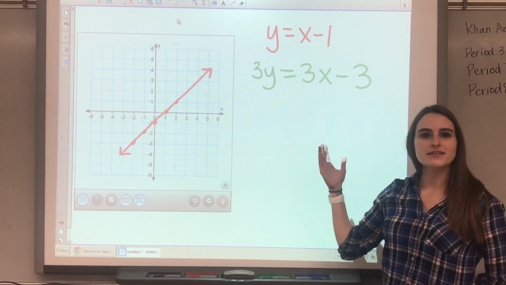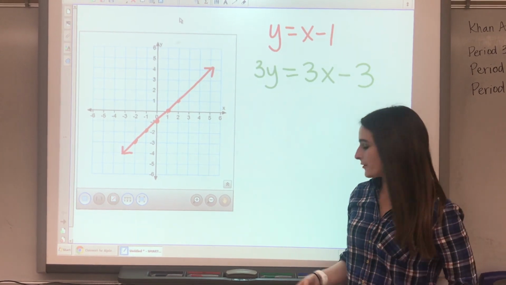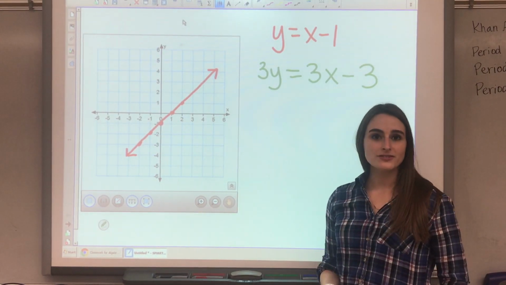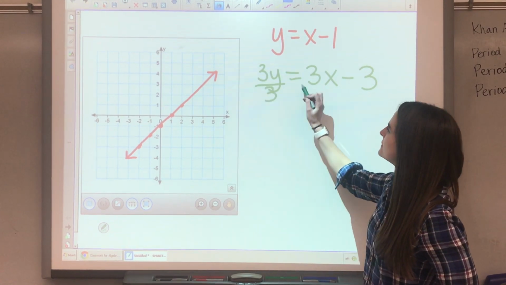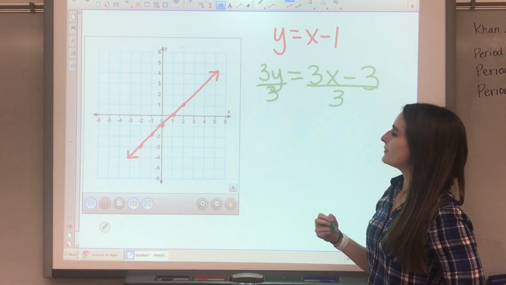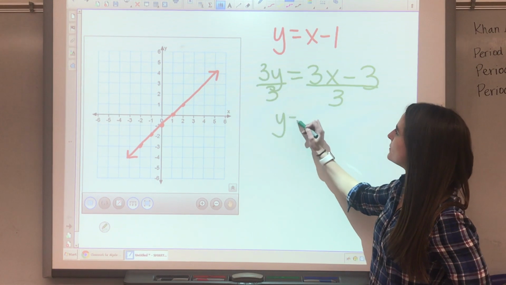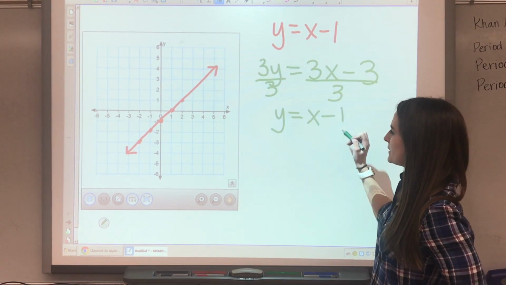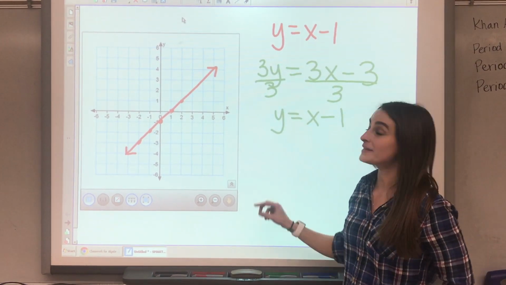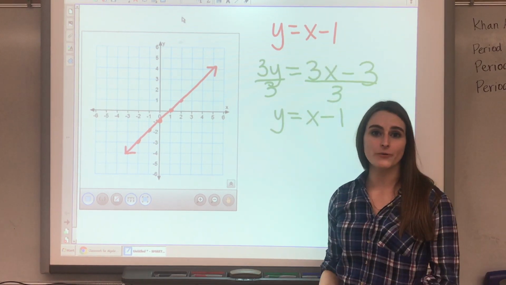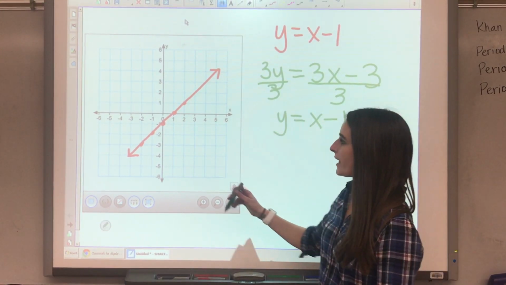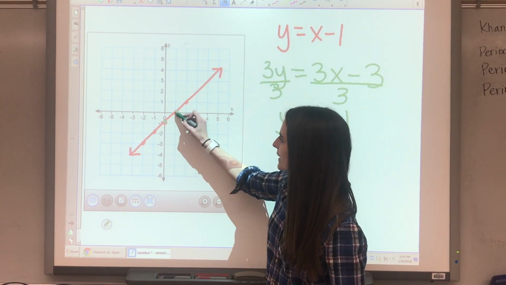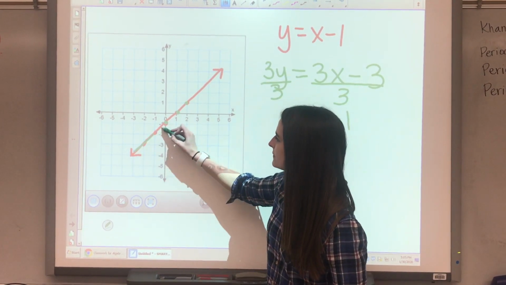Before we're able to graph this one, we have to get it into slope-intercept form. And in order to do that, we only have to do one thing. So we're going to divide both sides by 3. And when we do that, we'll have y equals x minus 1. And that should look familiar because it's identical to our first equation in our system, which means when I go to graph it, the two lines are going to lie directly on top of each other.